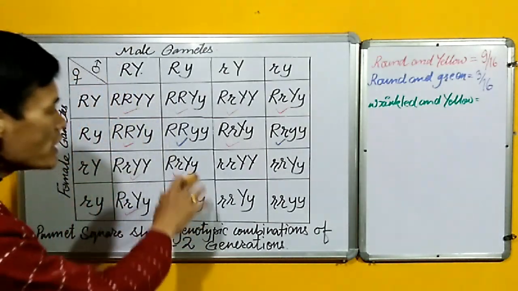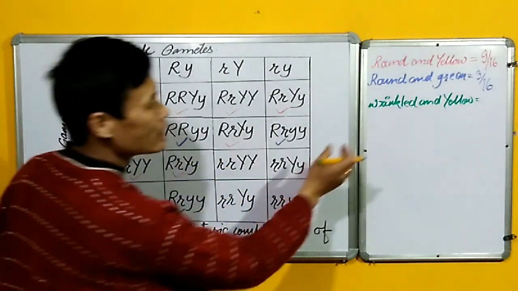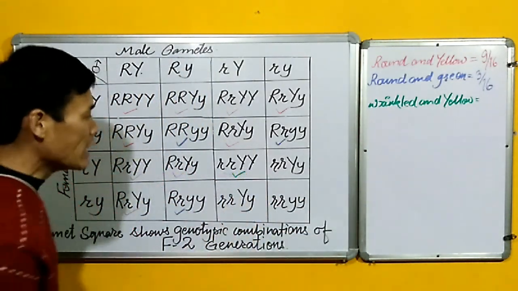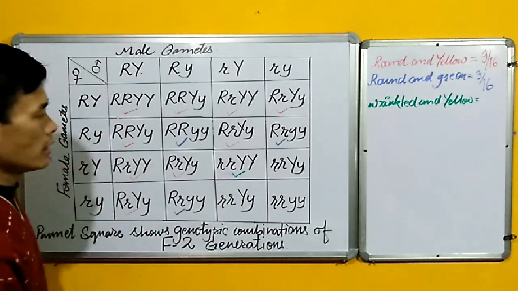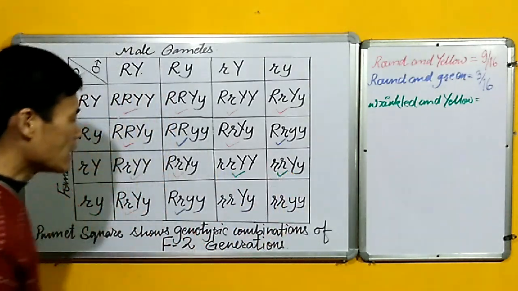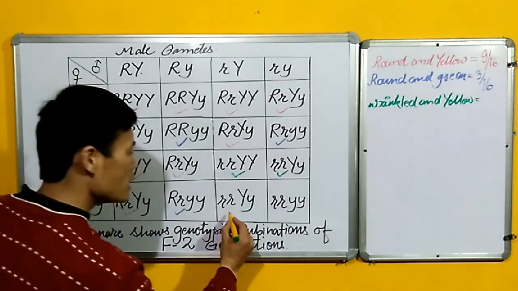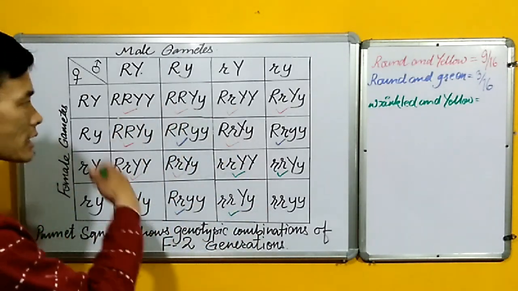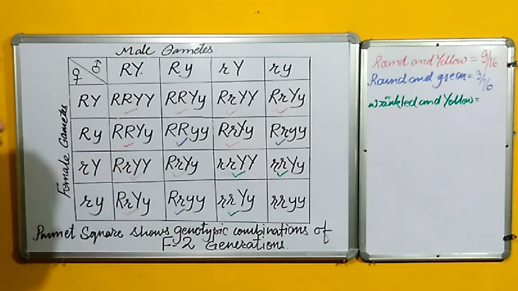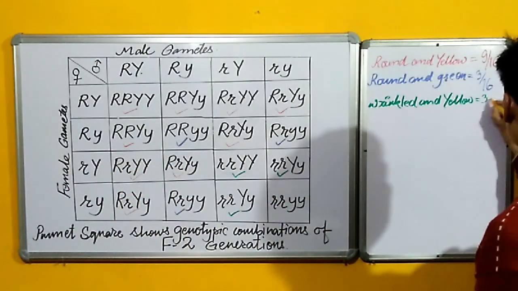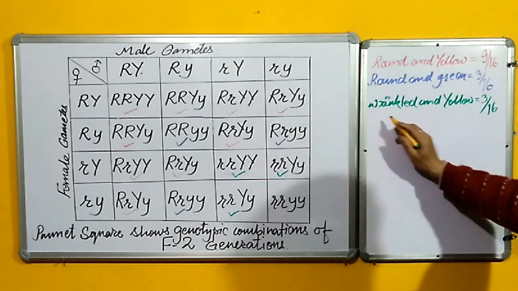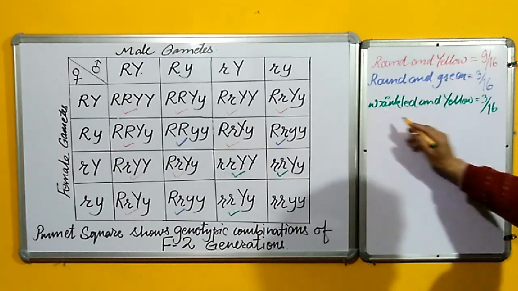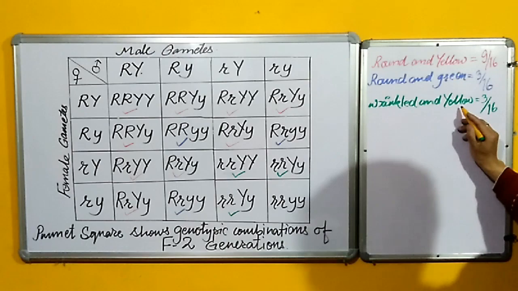So let us see how many of the individuals are expressing this character or phenotype. This one is expressing wrinkled and yellow seed. This also expresses wrinkled and yellow seed, and this also expresses wrinkled and yellow seed. So out of the 16 genotypic combinations shown here, 3 out of 16 once again show what phenotypic expression? Wrinkled seed, which is yellow in color.